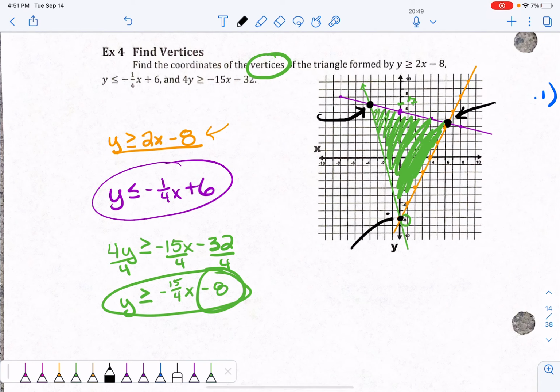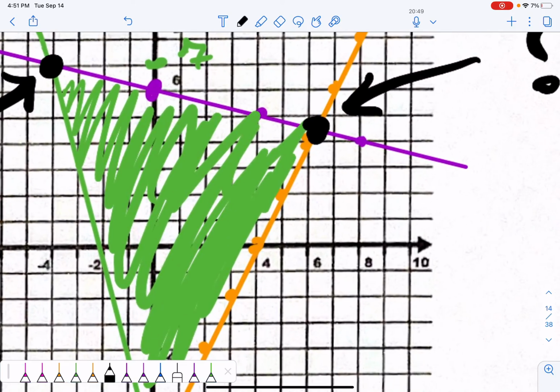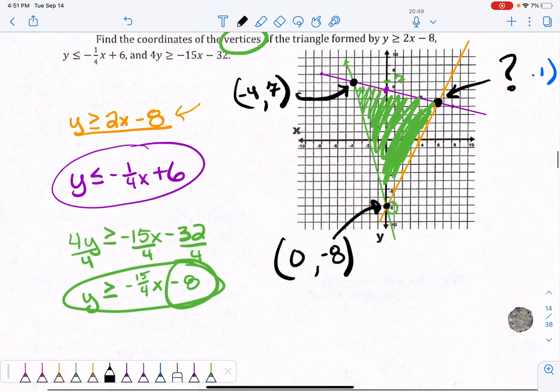Now, this is where the tricky part comes in, because two of them are really nice, one of them is not. So this coordinate, the top left, is really nice. He's at negative 4, 7. The bottom guy is at 0, negative 8. But this one over here, we don't quite know because he's kind of in the middle and we can't really see him very well.